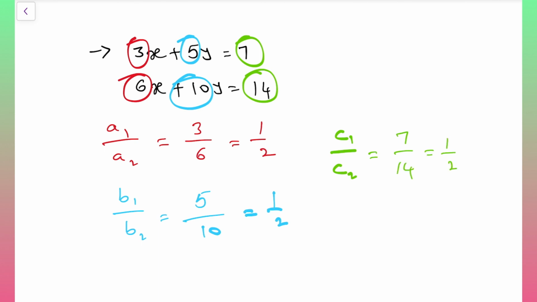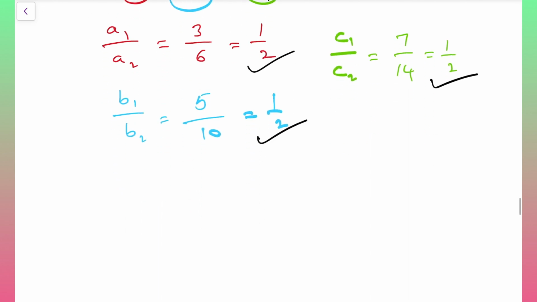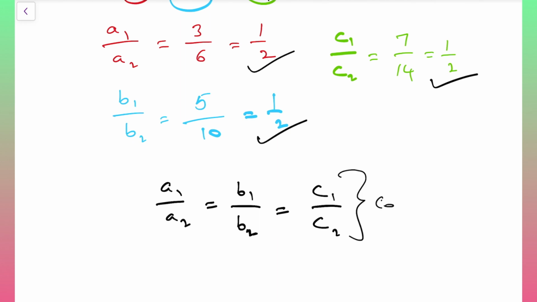Now if we observe all these ratios, they are 1 by 2, 1 by 2, 1 by 2. So we can say clearly that A1 by A2 is equal to B1 by B2, which is also equal to C1 by C2. If all the values are equal to each other, then those lines are coincident lines. Coincident means one line is lying on another, or both are overlapping. It means infinite solutions. If infinite solutions are there, then definitely at least one solution is there, so these are a consistent pair.